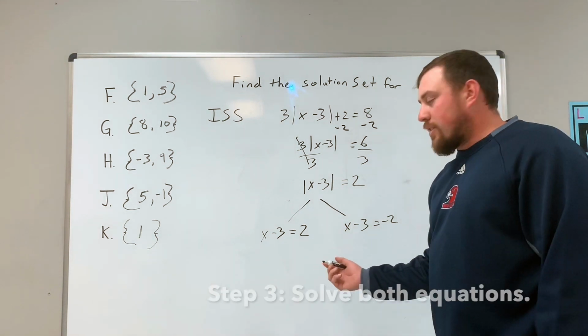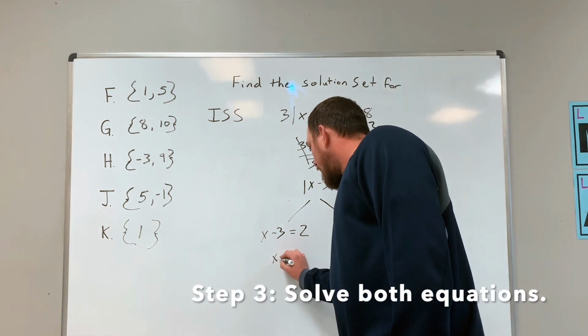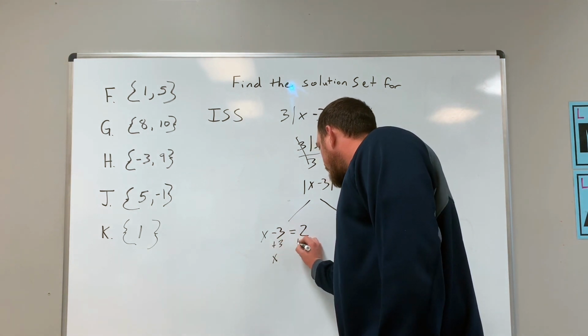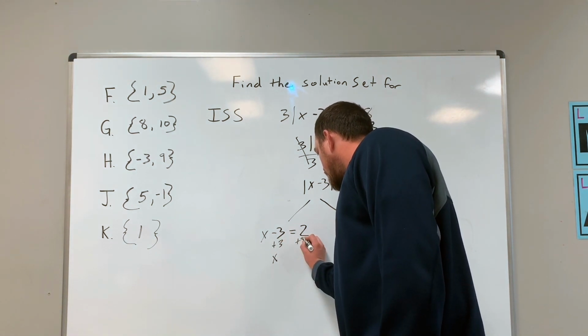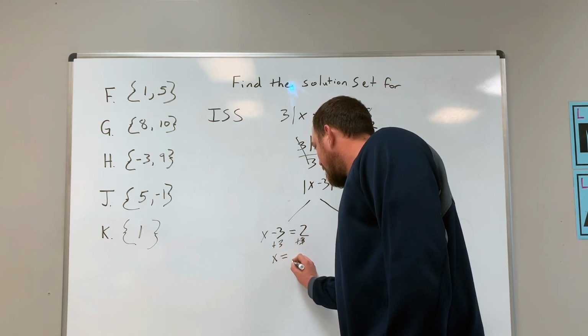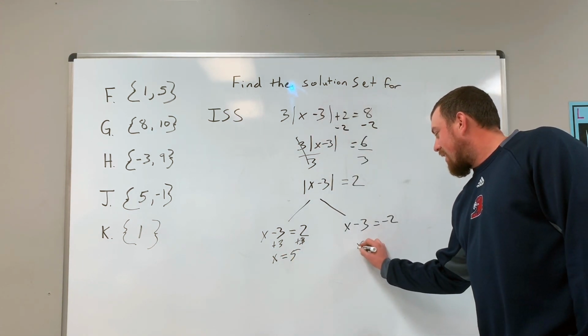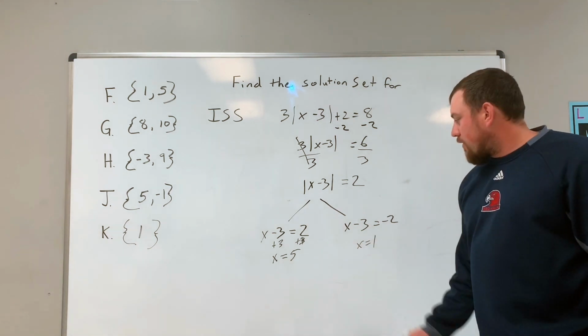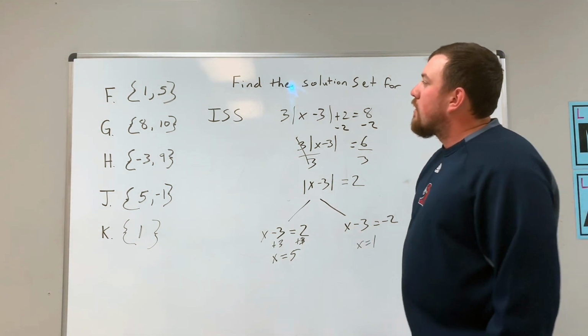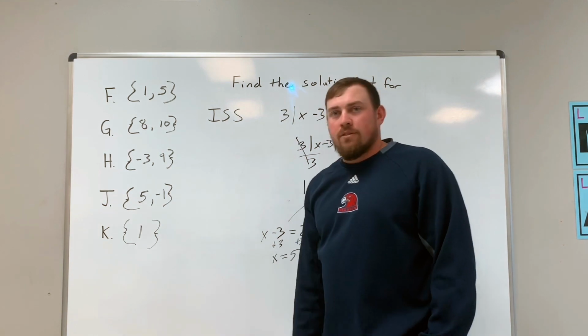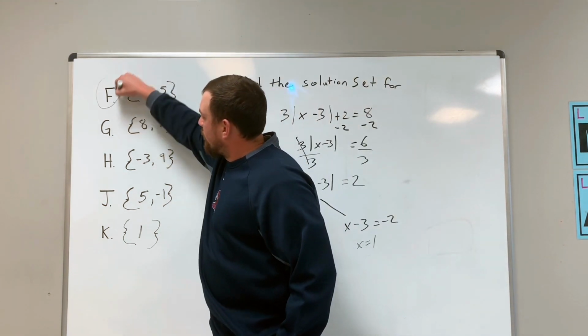Now I just solve these 2 equations. Add 3 to both sides. x is equal to 5. Or add 3 to this side and x is equal to 1. All right, so these 2 are answer choice F, and F would be the correct answer.